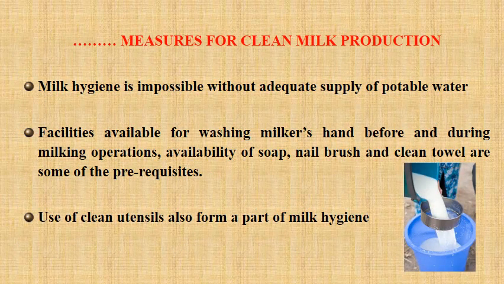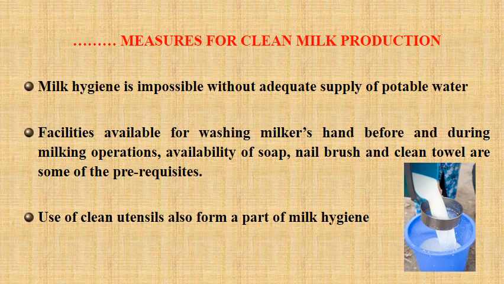In continuation about the measures for clean milk production, milk hygiene is impossible without an adequate supply of potable water. Potable water means the quality of water should be suitable for drinking purposes. So this water will be useful for many purposes, like facilities available for washing milkers' hands before and during milking operations. Availability of soap, nail brush and clean towel are some of the prerequisites. So good quality water is required for washing hands also.